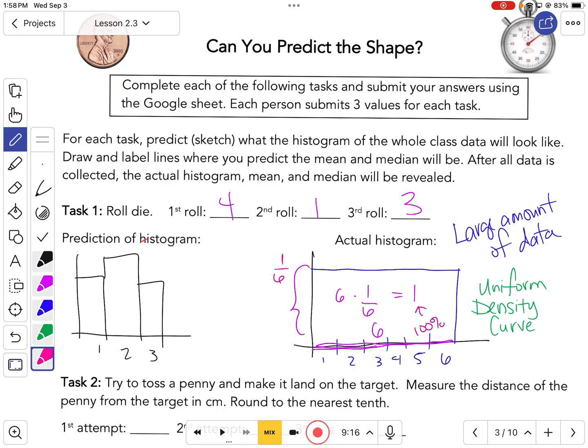That's a uniform density curve. So if the bottom is 6, then the top is 1/6. It's the reciprocal. Remember, reciprocal just means we flip something over. So they would match.